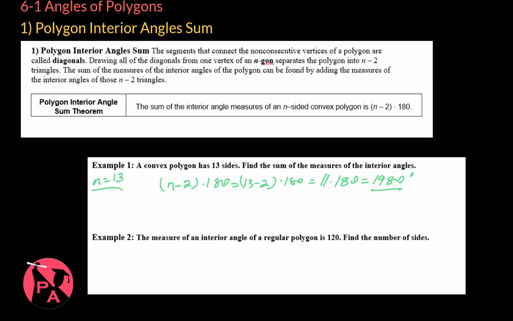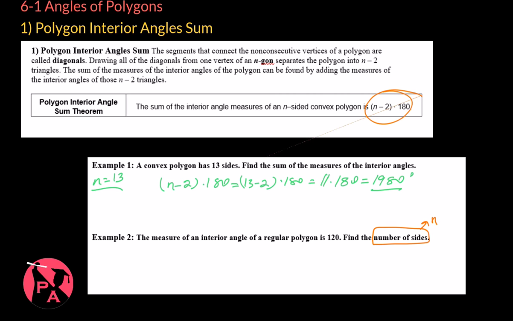So the second example says the measure of an interior angle of a regular polygon is 120 degrees. So let's see if we know how many sides this polygon has. Find the number of sides. That's what we need to find. Remember, the formula was n minus 2 times 180 degrees. So in this formula, n is the number of sides. So let's say the number of sides is n, okay?